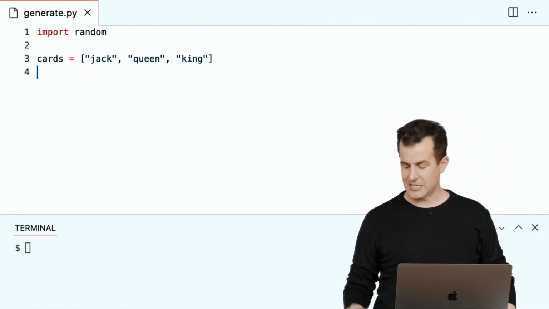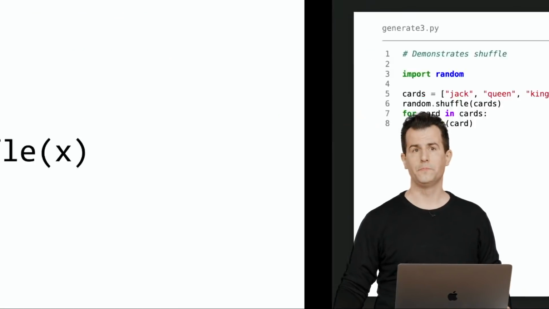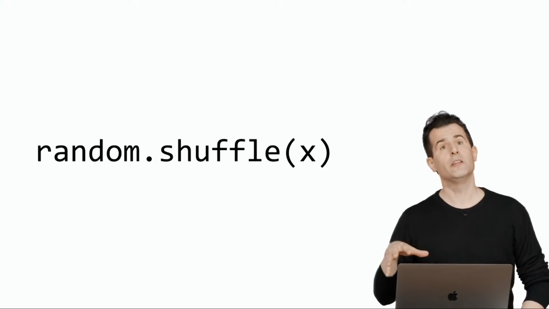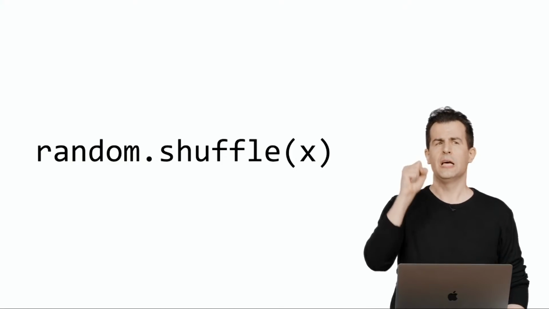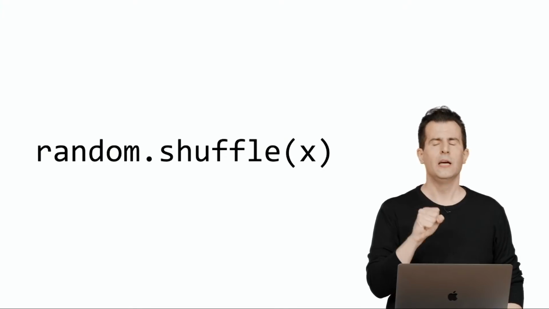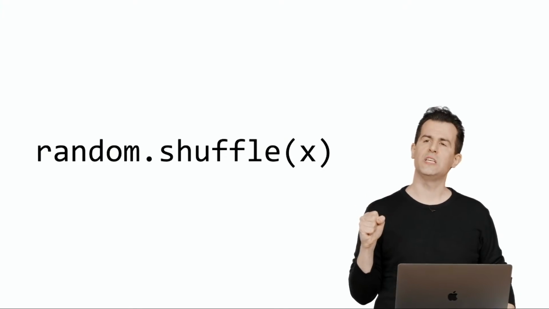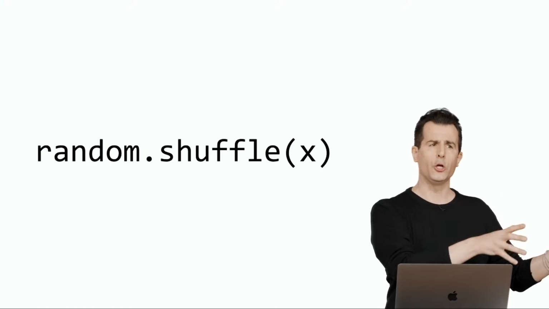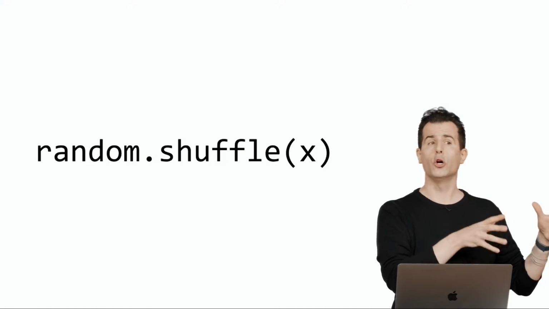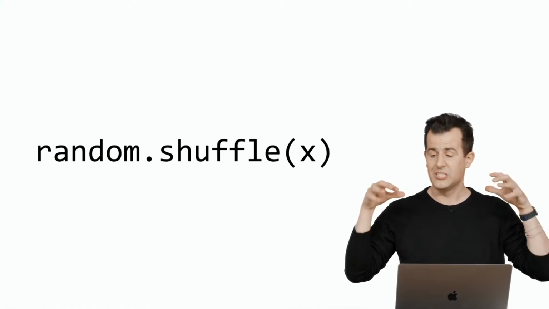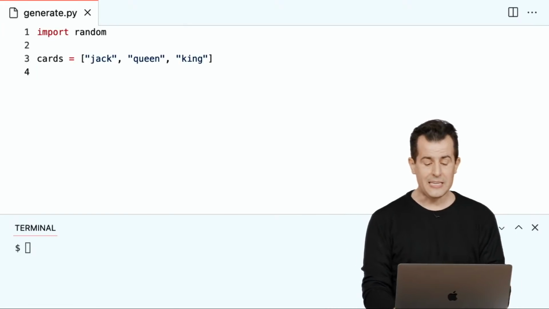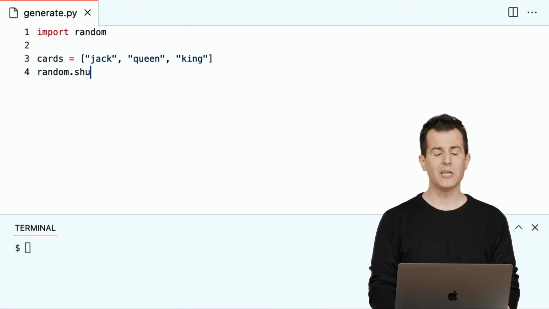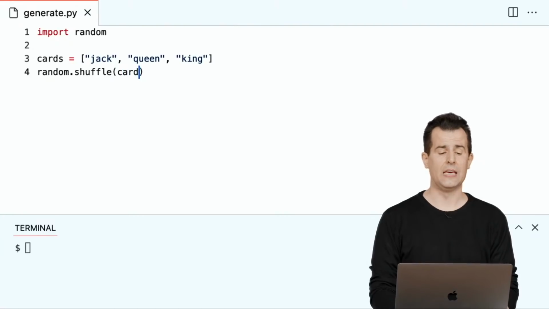Well, if you read the documentation for random.shuffle, you'll see that it shuffles the argument in place. That is, unlike many of the functions we've seen, it doesn't return to you a value that contains the shuffled cards in this case. It actually shuffles the list it's given itself. So what this means for my code is that I need to do something like this. Random.shuffle and pass in the variable containing those cards.